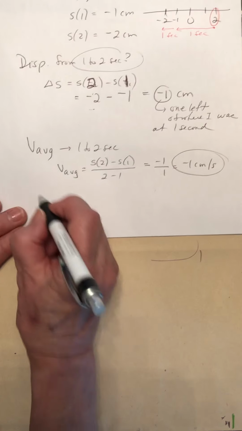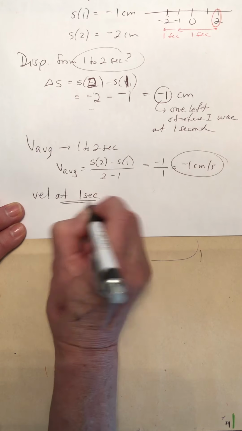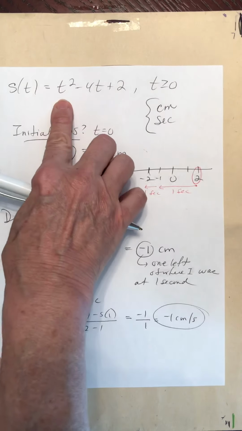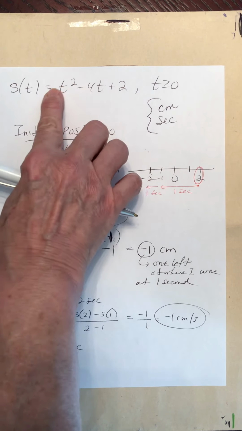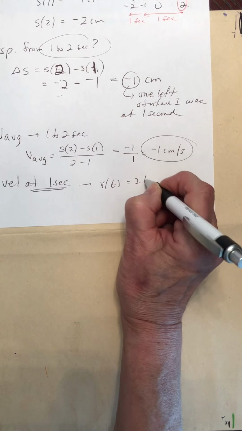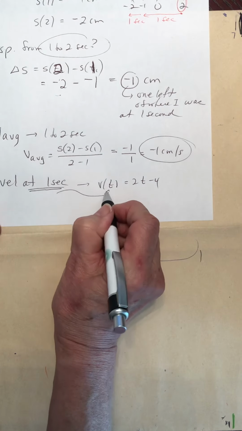How about if you were simply to find the velocity at 1 second? This is now instantaneous, so I need a derivative formula. A derivative formula comes from differentiating this. So my formula for velocity would be 2t minus 4. So at 1 second, I'll throw a 1 in here.